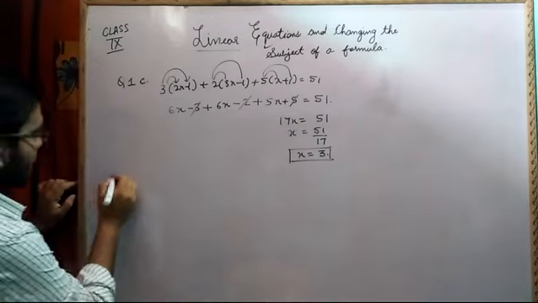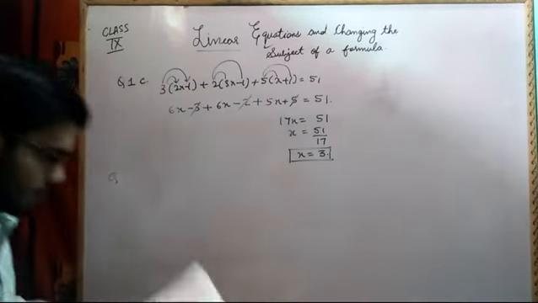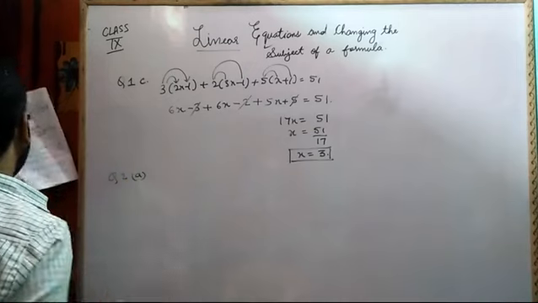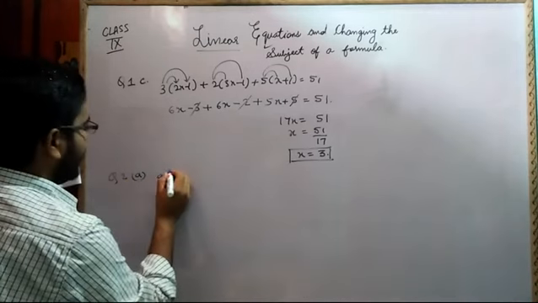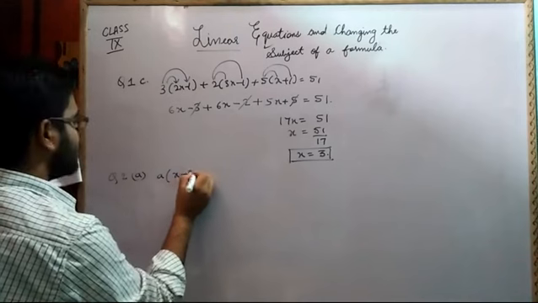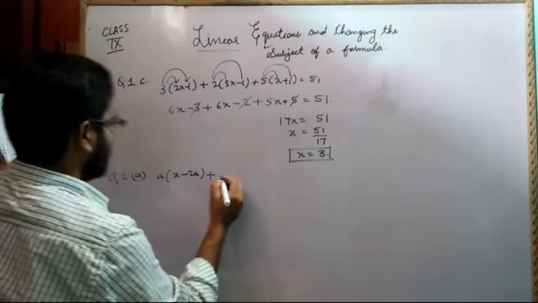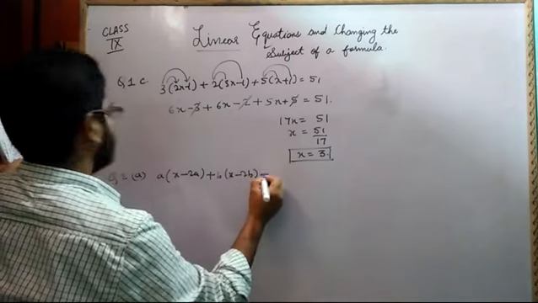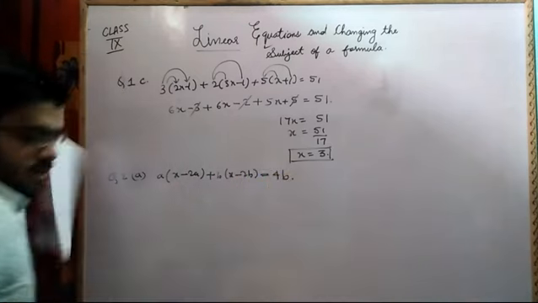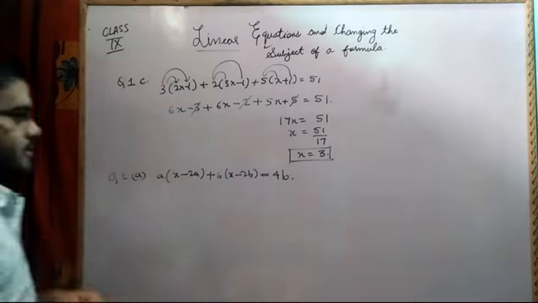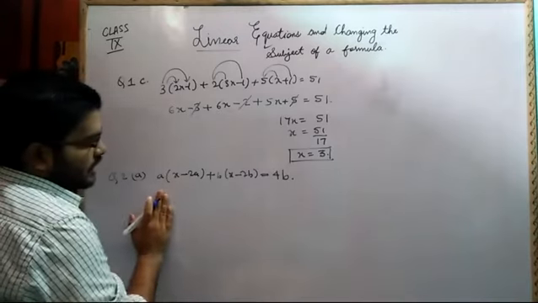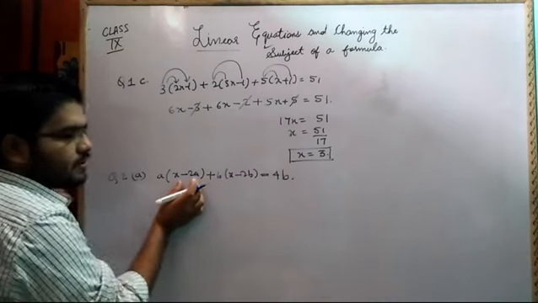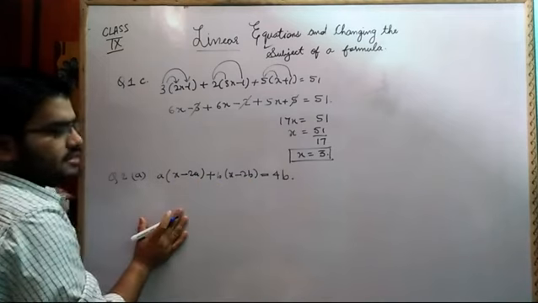Now question number 2 subpart A, we have to solve. a multiplied with x minus 2a plus b multiplied with x minus 2b is equal to 4b. Now we have to find the value of x. How to find it? Unless we open this, we cannot take anything common, because here we have x minus 2a and here we have x minus 2b.